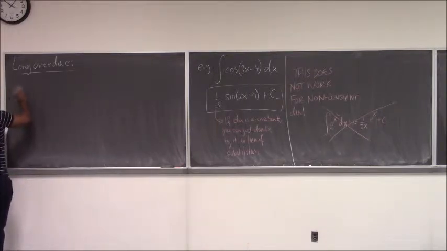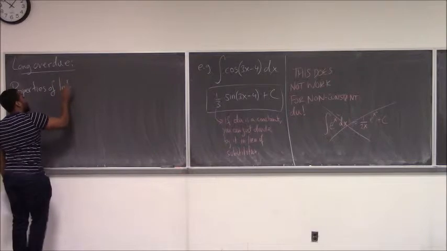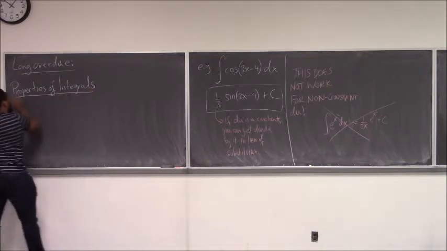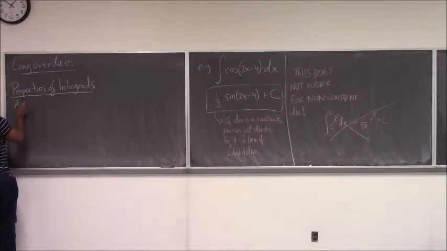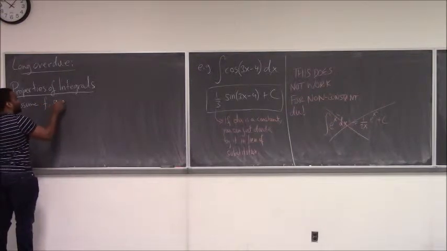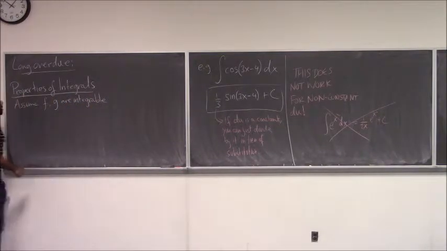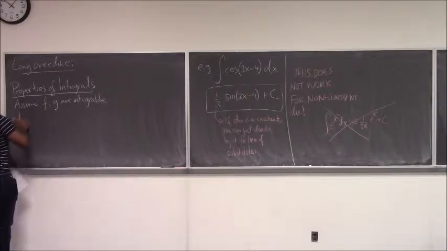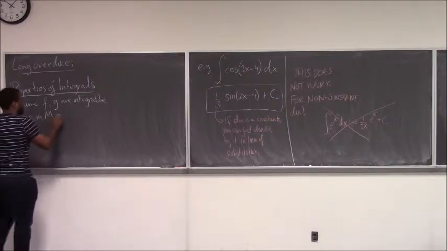So what I want to talk about now is some properties of integrals. So assume f and g are integrable, meaning we can actually find their integral, their antiderivative via Riemann sums or something, and the limit is actually going to work out. And assume that c, little m, and big M are constants.